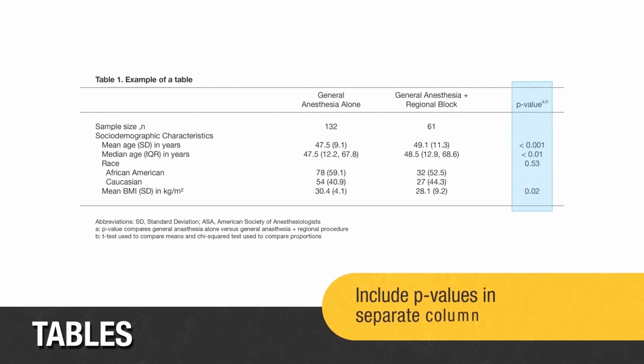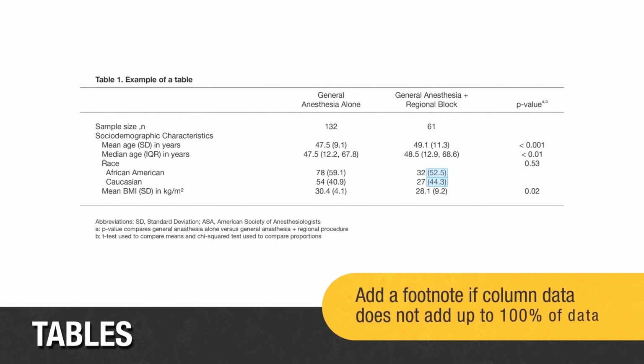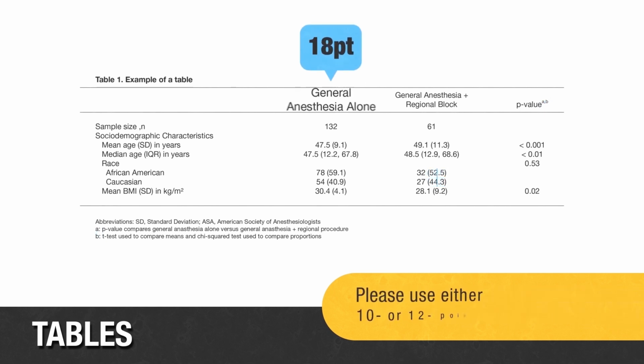Include p-values in a separate column with a footnote indicating which statistical tests were used. Results should be either less than 0.001, less than 0.01, or a precise number with 2-digit rounding. Superscripts and footnotes should be labeled as A, B, C, D. Do not use special symbols. Add a footnote if the column data does not add up to 100%. Please use either 10 or 12-point font for tables.